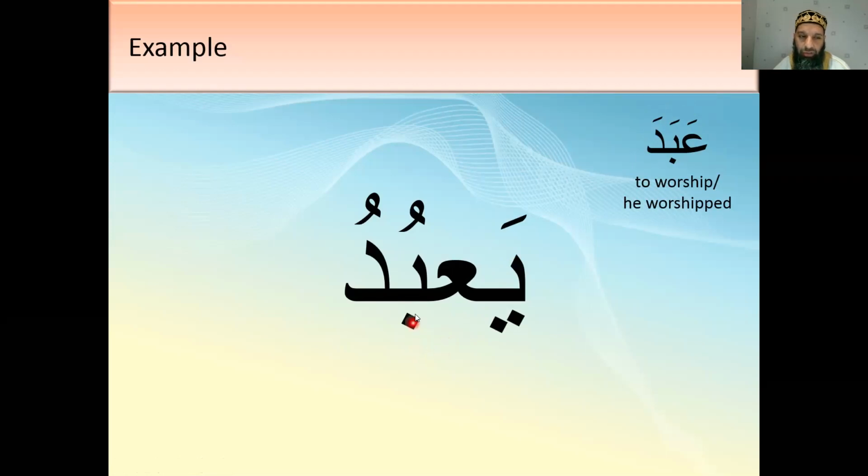Not "they all", that needs a una at the end. Just "he". He worships. Yes, it could mean "she worships" as well, but we're not concentrating on the feminines. Just concentrate on the masculine one. He worships. Not "worshipped". Worshipped is past tense. We're not doing past tense. Past tense has something added at the end. This is present tense because something is added at the start. Right? So ya'budu, he worships.